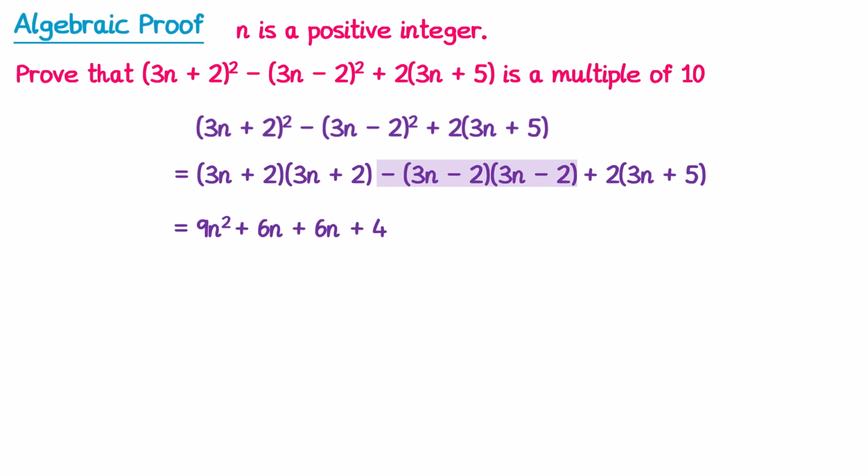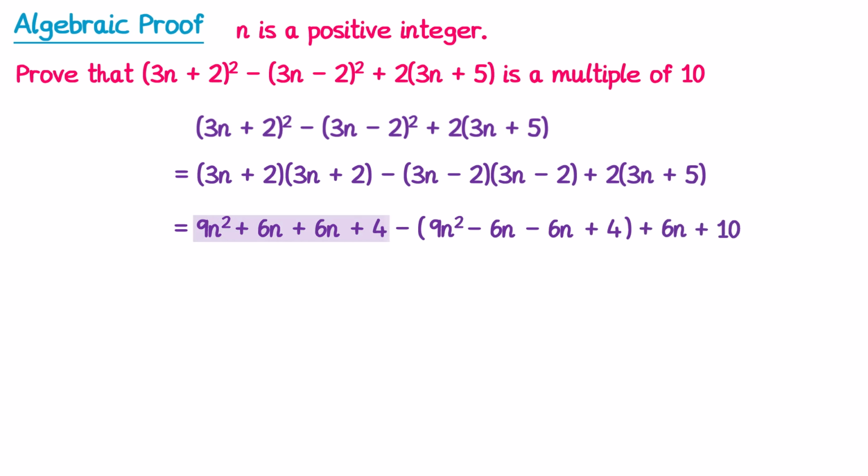For this next bracket, we're going to do that idea again, where we write one big bracket and write the answer to that expansion inside it. This prevents us from making any errors with our signs. So we have 3n times 3n, which is 9n squared, 3n times negative 2, negative 6n, negative 2 times 3n, also negative 6n, and negative 2 times itself, which is positive 4. Then right at the end here, we have to expand this bracket, which we can do now. 2 times 3n is 6n, and 2 times 5 is 10.